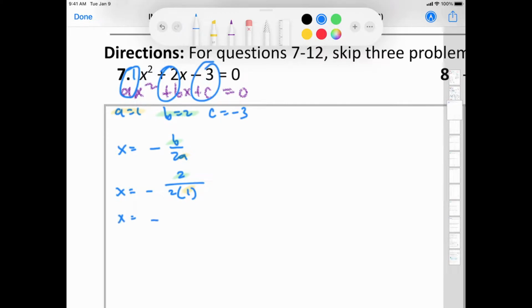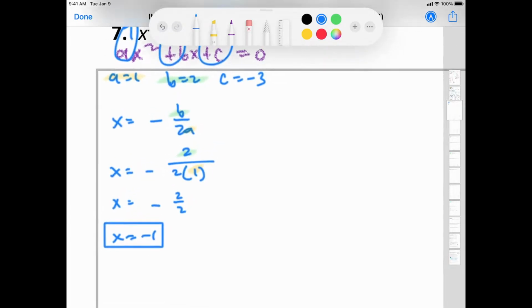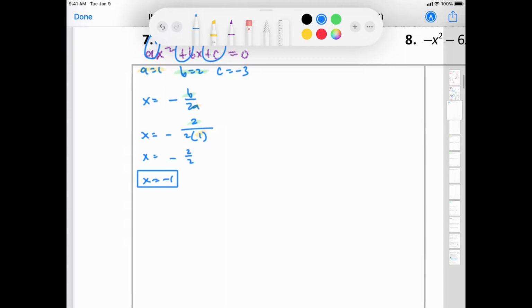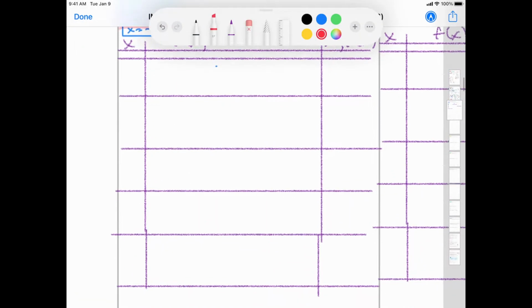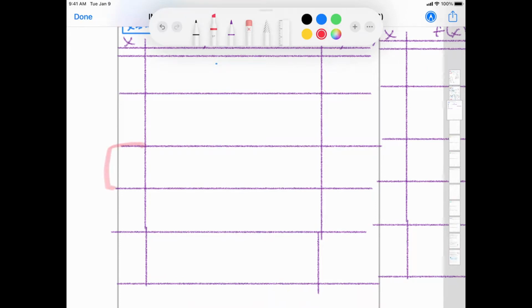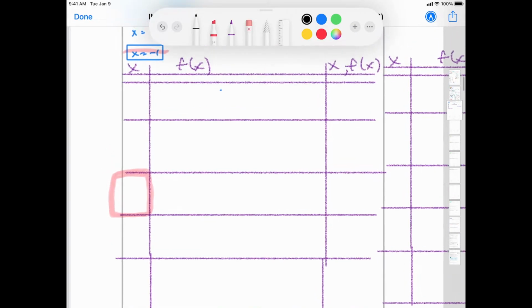And that'll simplify to 2 over 2, which is -1. Okay, with the axis of symmetry, this must go right in the middle, always. This is the key to it because it is the axis of symmetry. So if I put in here -1, you can go -2, -3, and then 0, 1.